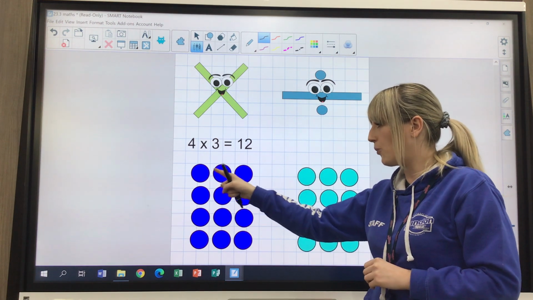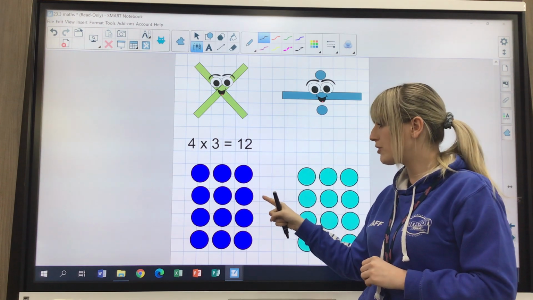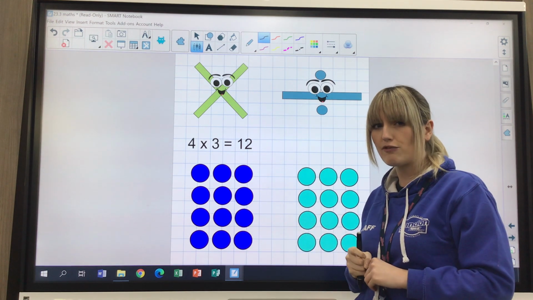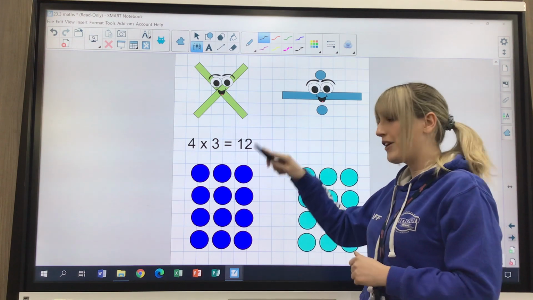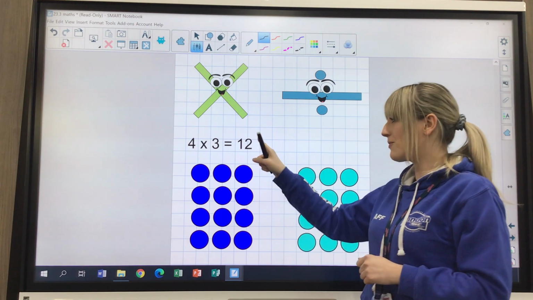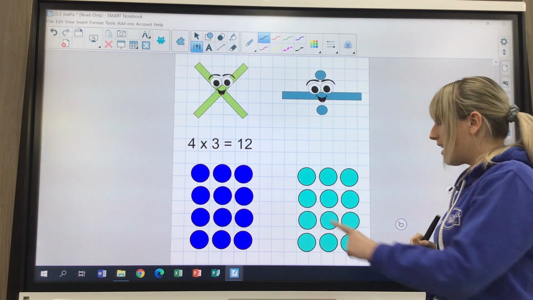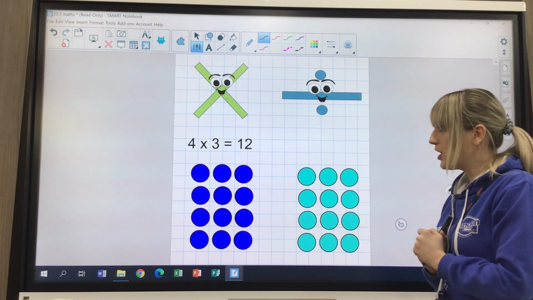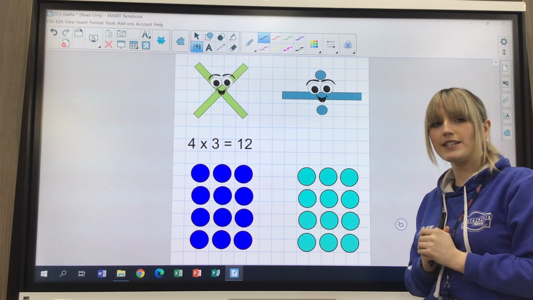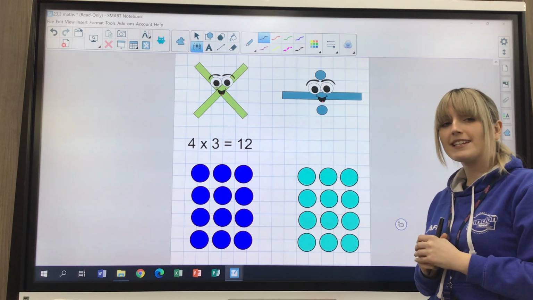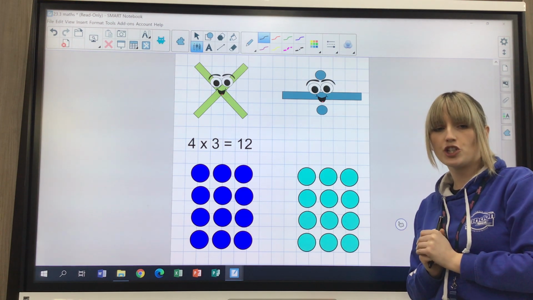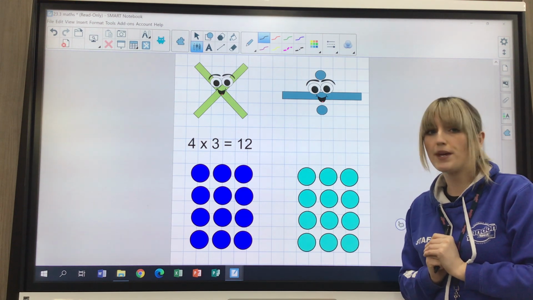So I can see I've got 1 group of 3, 2 groups of 3, 3 groups of 3, 4 groups of 3. Count in threes with me to check we've got the right answer. 3, 6, 9, 12. Okay, so we know that that one's right. On this side of the page then, we're going to create a division number sentence. Now we've just said that when we're dividing, the number is getting smaller. And I know some keywords for dividing are sharing or grouping.